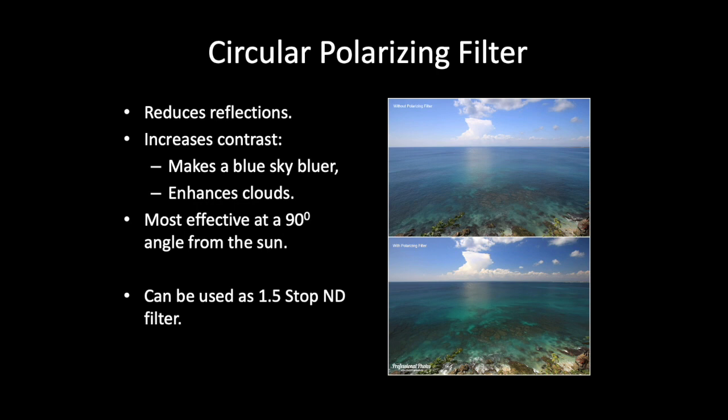For example, in this image, it gives rich blue skies with striking white clouds and enhances the water scene by removing unwanted reflections. The polarizing filter is most effective when you are standing at a 90-degree angle from the sun. It works best actually when the light source is directly overhead, such as midday shooting.